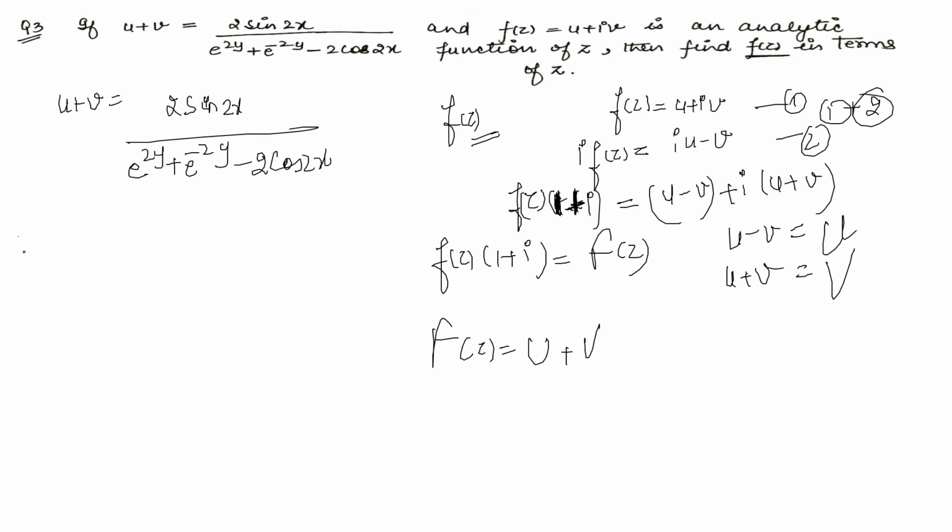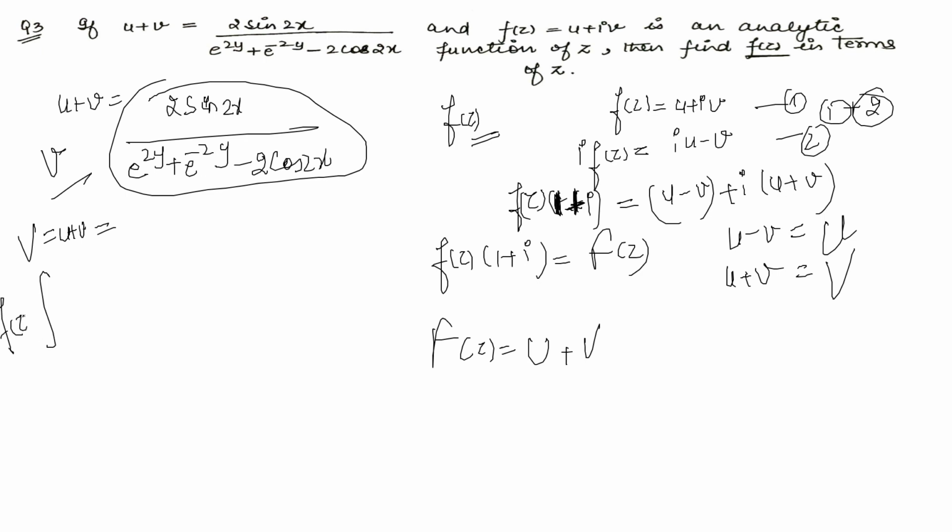So we get the value of u plus v, which is equal to this full value. It means this is the value of v, and for finding the value of fz, we have to apply the formula: integration of psi 1 z comma 0 plus i psi 2 z comma 0 dz plus a constant c. If you apply this formula and put the values of psi 1 and psi 2, you get the value of the function. This formula I already told you in the previous 2 questions. I hope you can do this yourself.